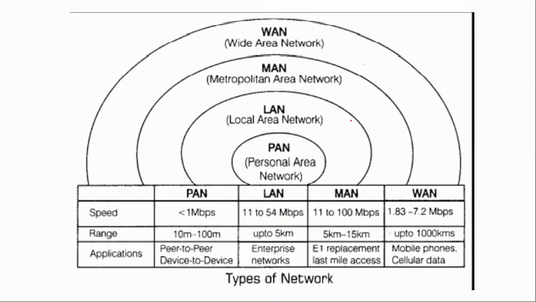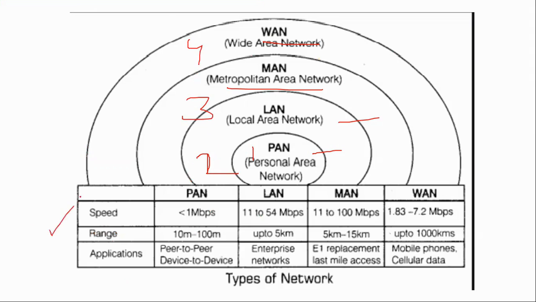Now, diagrammatically, this particular slide is very important, where I have given the area wise comparison. Basically, at a personal level we use a PAN, that is personal area network. Then we go with a LAN, the local area network, then MAN, that is metropolitan, and then WAN, that is wide area network, which is much wider. So you can rank them numerically and keep them in mind.